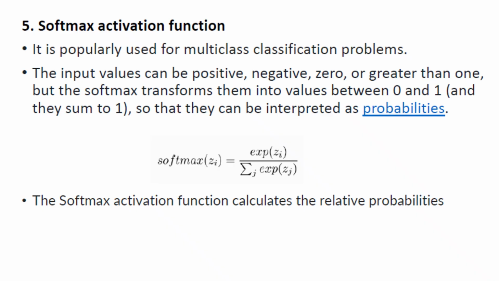And the next one is the softmax function. The softmax function is used for multi-class classification problems. That is, if you have more than two classes to be predicted as output, then you can go for the softmax function. It will transform the values to between 0 and 1, so they can also be interpreted as probabilities, and this is the equation to calculate the softmax.